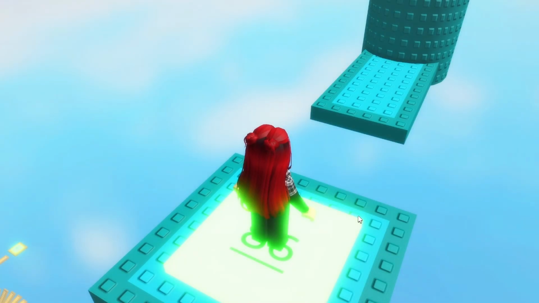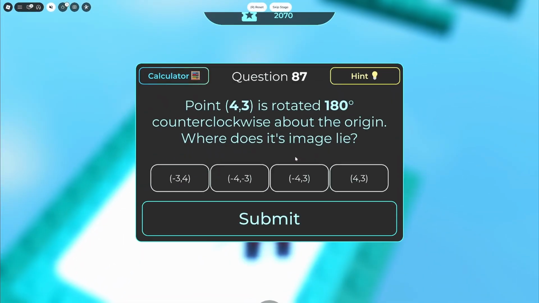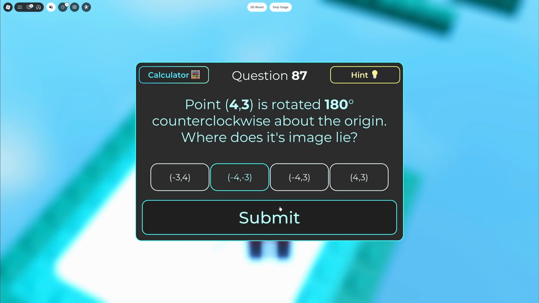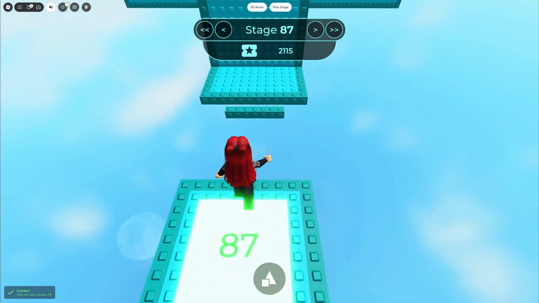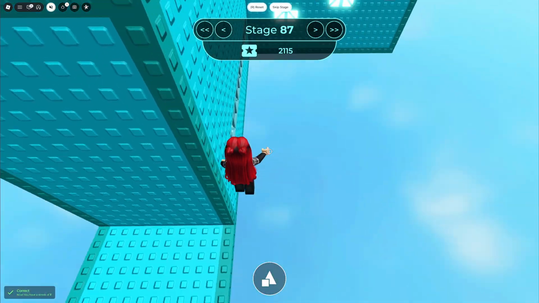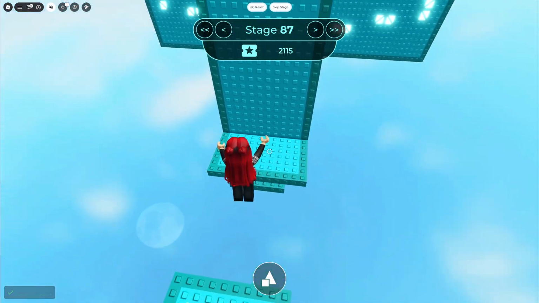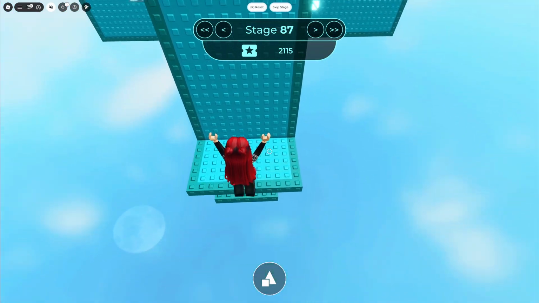Knew it. Oh, I got it wrong. Bam. Okay. I'm gonna do this. Yay! Okay. I think whenever it's 180, you just flip the sign completely. And whenever it's like other things, it depends.